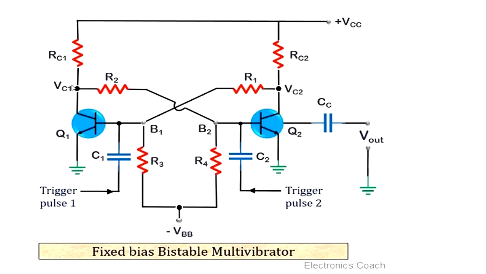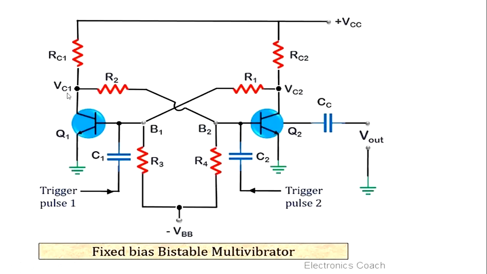Now at the collector side, we apply a resistance RC1, and from the other collector we apply the resistance RC2, which are sometimes called RL1 and RL2, because from this side we get the output. From the VC1 point, across the resistance RC1, we get the output of the Q1 transistor, and from the RC2 and VC2 side we get the output of the Q2 transistor.